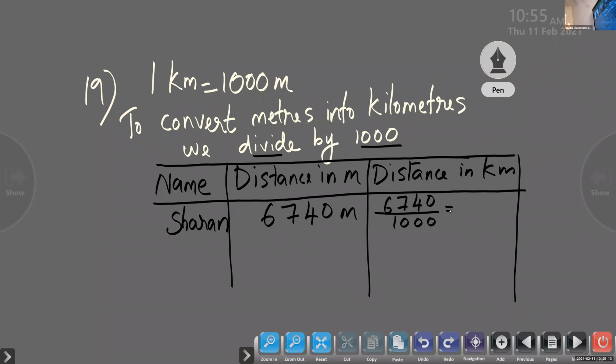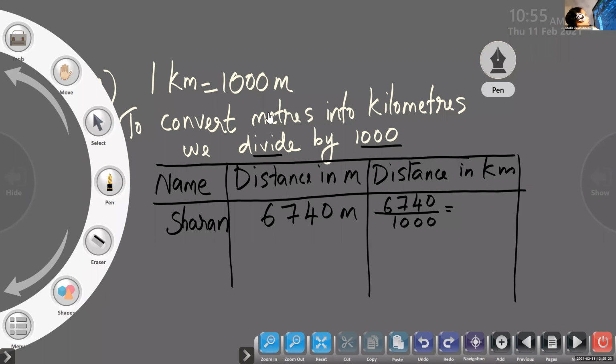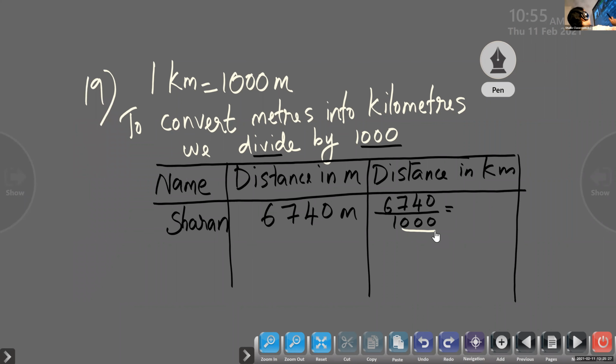Look here, all of you. All the children, please look at the board. First one only I will help you. The others you will do. Now look here, children. How many zeros are here? Yes, Rudra, look at the board. In 1,000, how many zeros? 3.